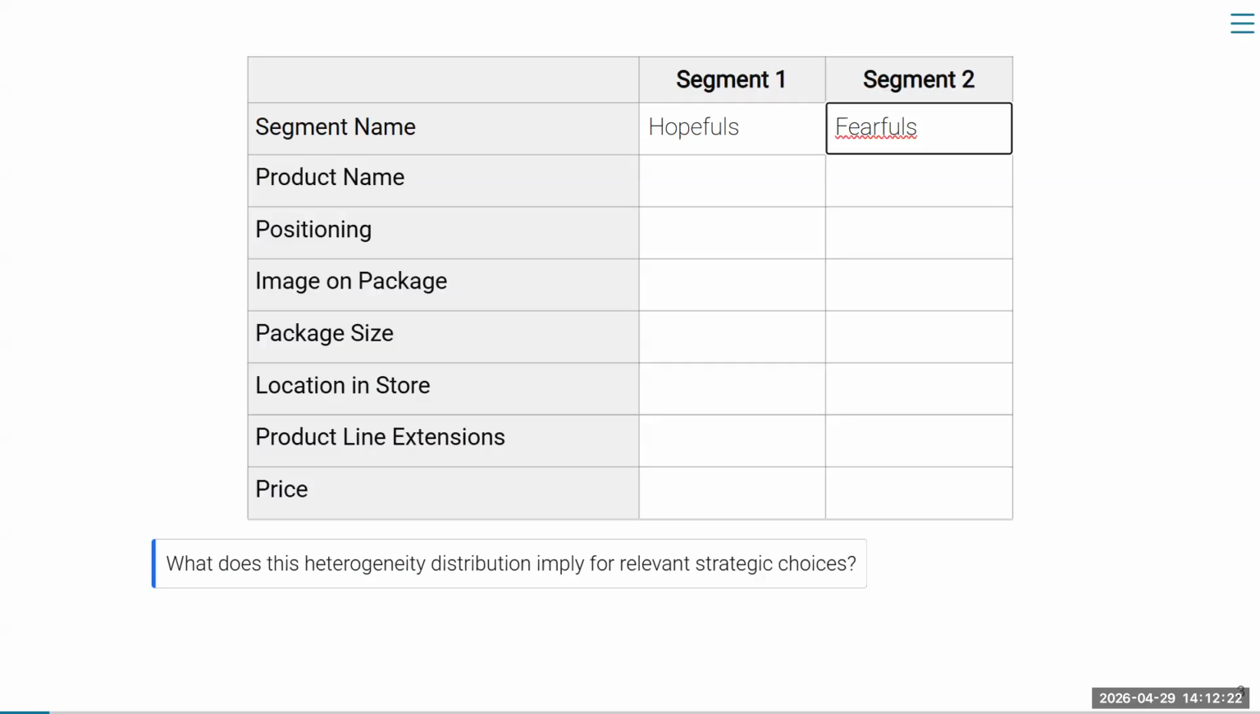And you can understand how they have similar demographics between the two segments because it's very easy to imagine that a woman might be a fearful in one occasion and then might become a hopeful a short time later, even with the same partner. So you can understand how the two groups had very similar demographics to each other. So this is a time varying customer need state more than it is a between customer difference.